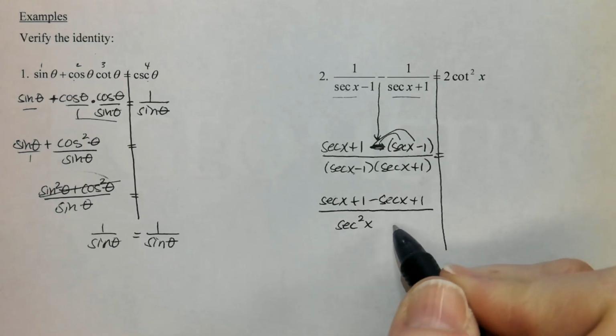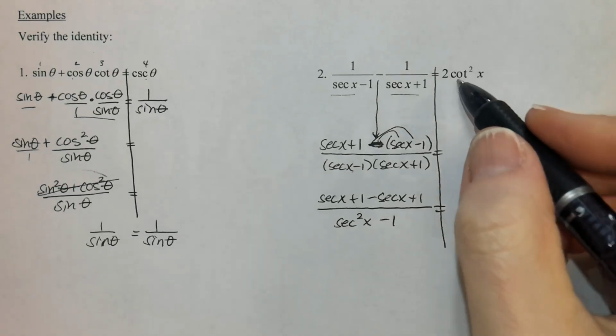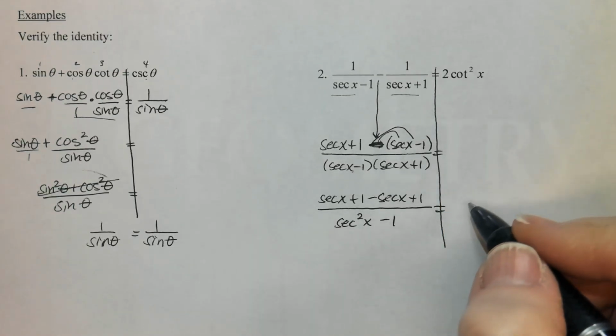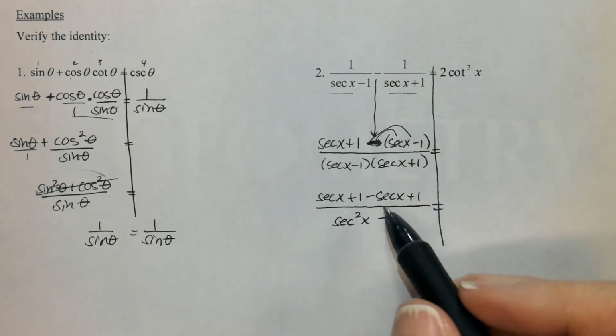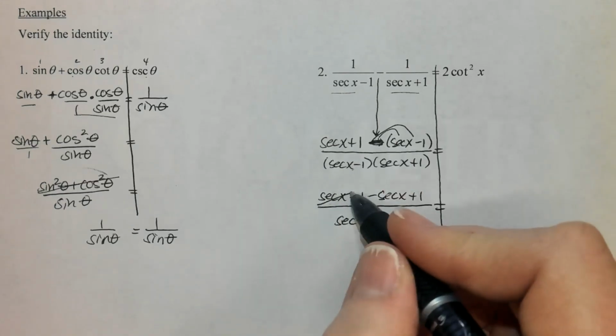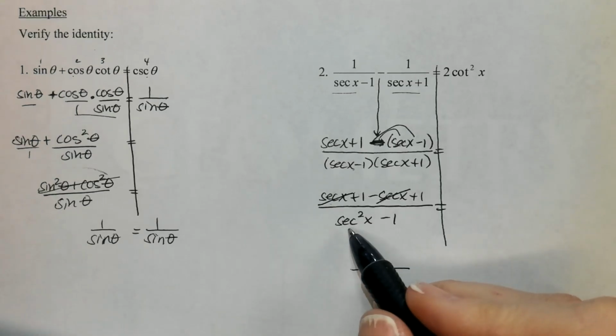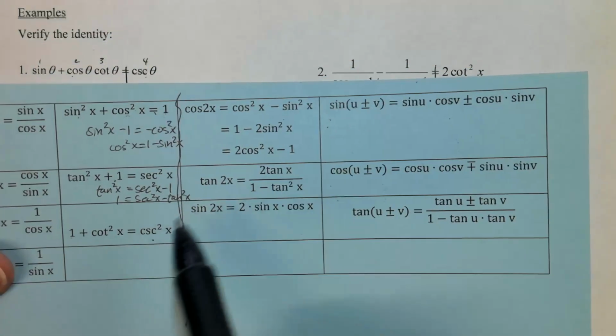So I'm going to actually get secant squared minus 1. That's kind of nice because I know that's an identity. I didn't do anything over here yet. I'll leave that. Let's see where this side ends up. I do have a secant and then a minus secant, so those are gone. And then I have 1 plus 1, so I just have a 2 up there. Secant squared minus 1 coming over to my card.